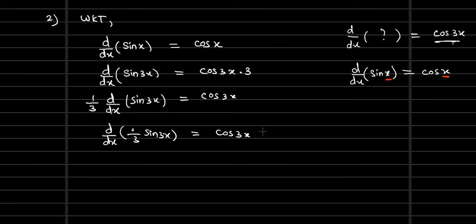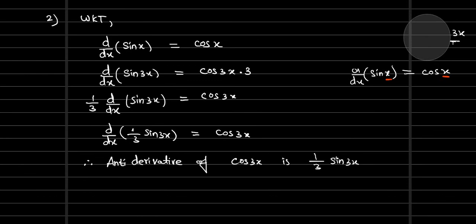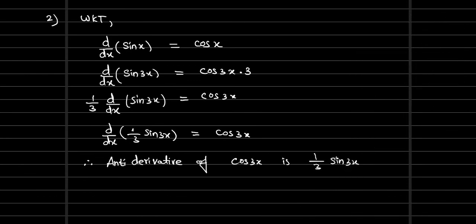So the antiderivative of cos 3x is what? 1 by 3 sin 3x. Therefore, the antiderivative of cos 3x is 1 by 3 sin 3x. That's all for this sum. Now in the same way we are going to do the third sum in this.